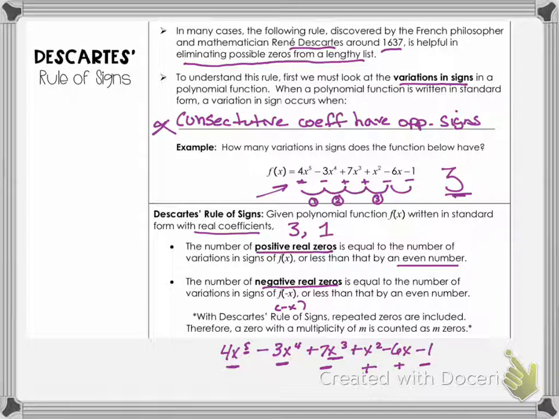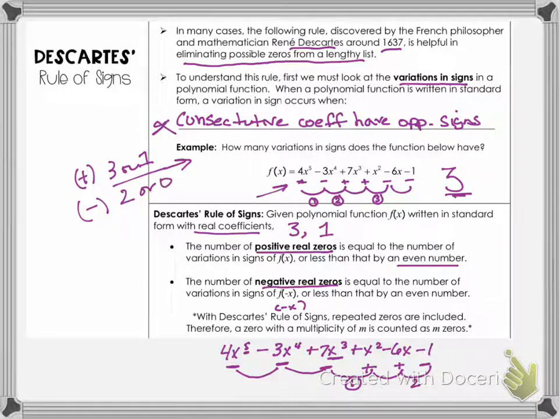So if you look, we have nothing here, nothing here. There's our first sign change. Nothing here, but we have another sign change. So this polynomial given right here has, if you're talking about positive real ones, 3 or 1 positive real zeros. If it has negative, it has 2 or 0 negative ones. So that's how we can reduce it. So let's do a few so you can see some more examples.